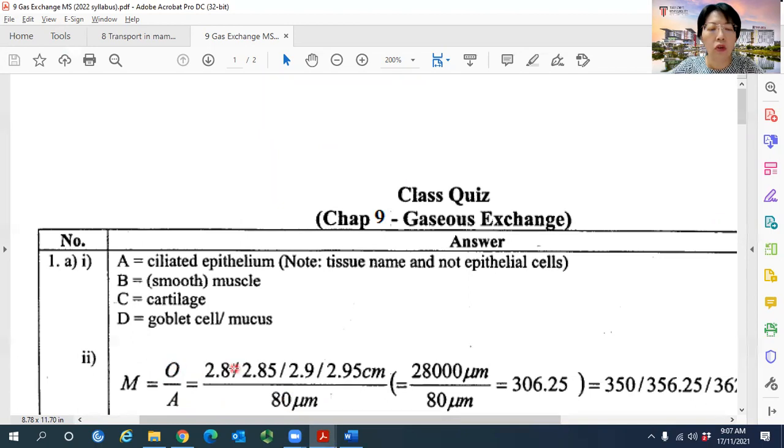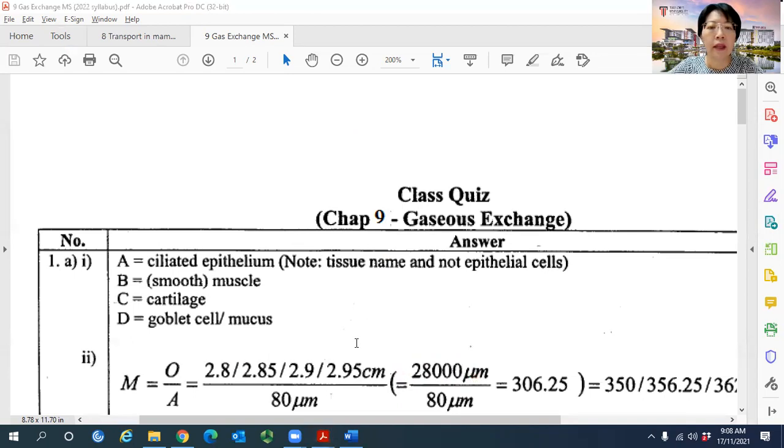So your O using your ruler, you can see that the answers that they accept is only a small range. So it's between 2.8 to 2.95. So they accept answers 2.8, 2.85, 2.9, 2.95 only, cm. So you need to write cm here, and you need to write micrometer here, and you need to show the conversion of cm to micrometer. You need to convert cm to micrometer first. So your conversion must be correct.